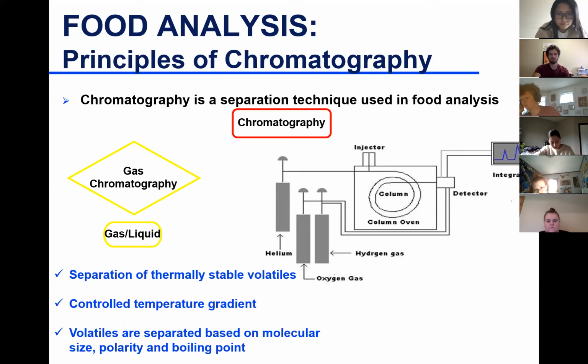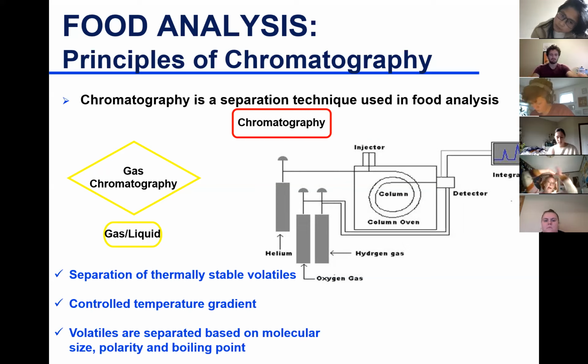In gas chromatography, your stationary phase is a liquid covering a solid, and your mobile phase is gas. So it is mostly for thermally stable volatiles. If you have compounds that can degrade with heat, this is not a good method for them, or you have to change them to make them thermally stable. And that's what you're going to do with the fatty acids next week in the lab. You're going to derivatize them, change them chemically to make them thermally stable.